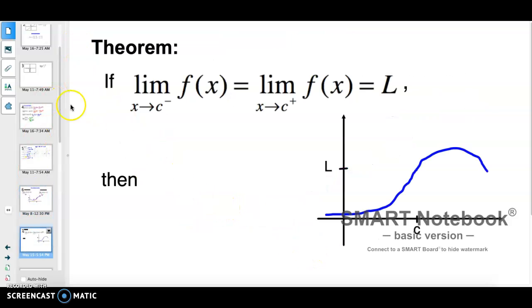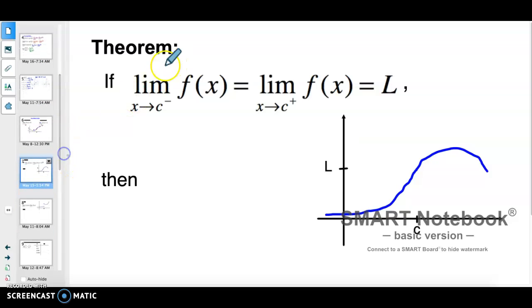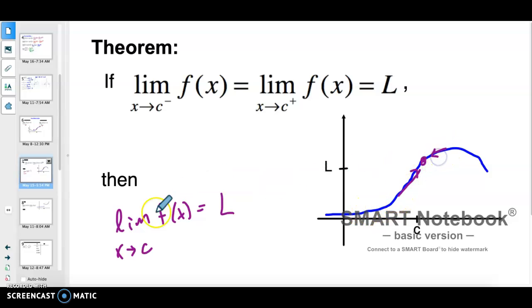So the theorem that we have for this is, if the limit from the left equals the limit as x approaches the value from the right, if those both equal the same value, so say like here they both equal L, then the limit as x approaches c, so not from the left or from the right, but just in general, will also equal L. So you have to be approaching the same value from the left and from the right in order for the limit to also equal that value.